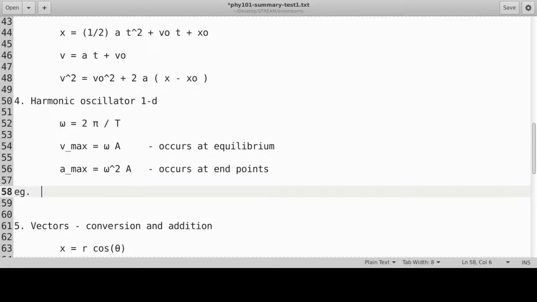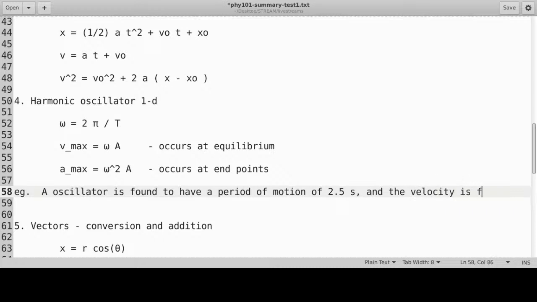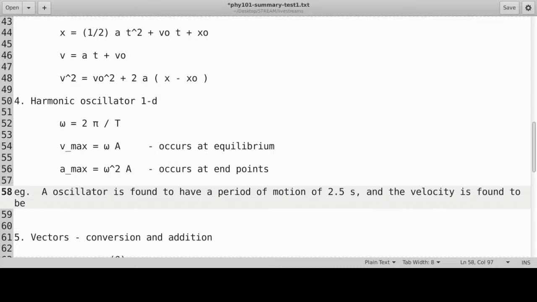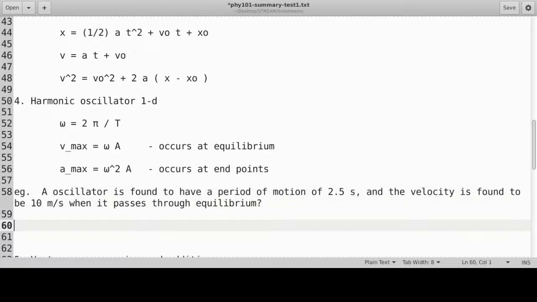An oscillator is found to have a period of motion of 2.5 seconds. And the velocity is found to be, I don't know, 10 meters per second when it passes through equilibrium. Okay, and so now I can ask a series of questions here.